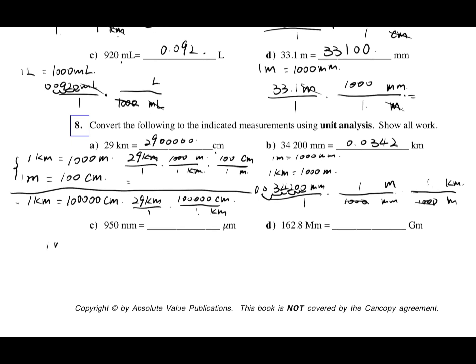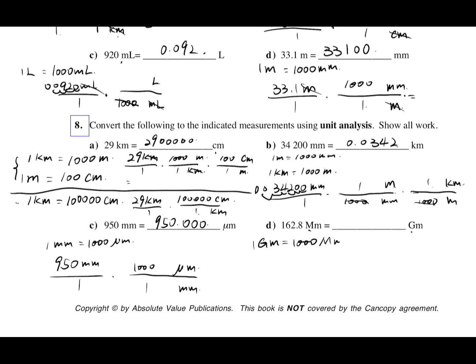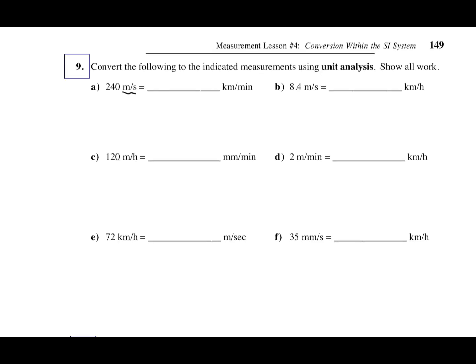And then the next one, millimeters to micrometers. 1 millimeter equals 1,000 micrometers, so this is the answer. And the last one is megameters to gigameters. 1 gigameter equals 1,000 megameters, and then it's 1, 2, 3, 1, 2, 3. So it's 0.1628.